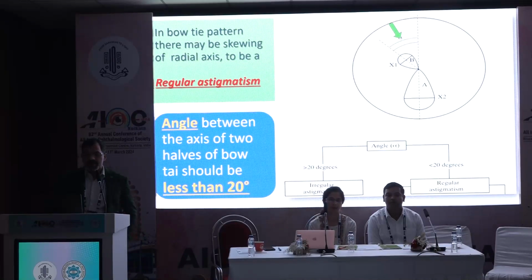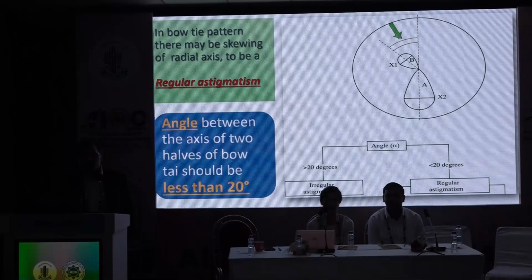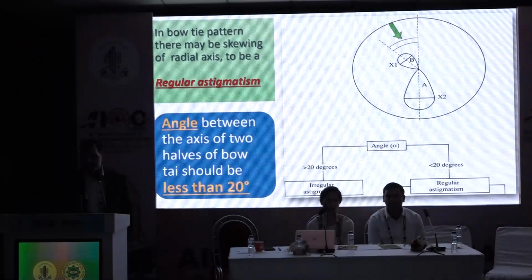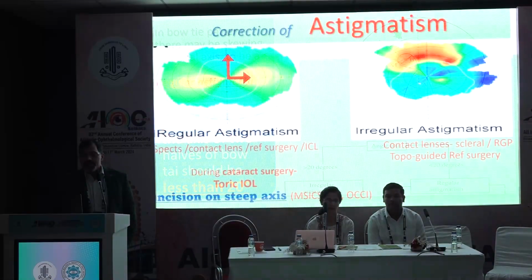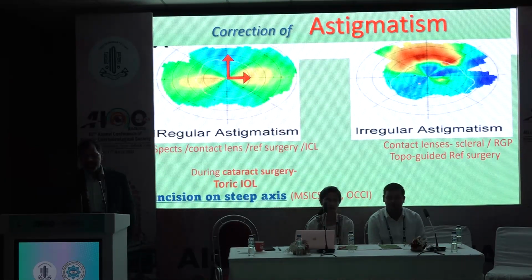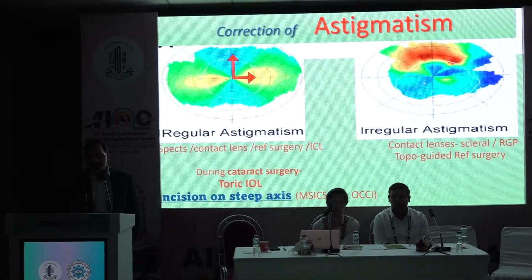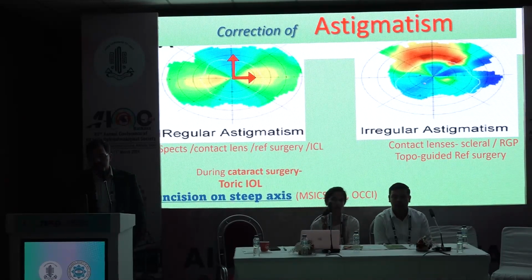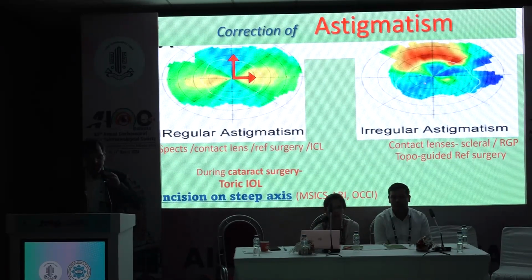Sometimes in regular astigmatism, there is a bow tie pattern but with skewing of the axis. If skewing is up to 20 degrees, it is considered regular astigmatism. As you know, regular astigmatism can be corrected by spectacles, contact lens, refractive surgery, ICL, and during cataract surgery we can correct the astigmatism by implanting a toric lens, which is the most accurate, best method. If it is not accessible, then some part of the astigmatism can be corrected by an incision on the steep axis.